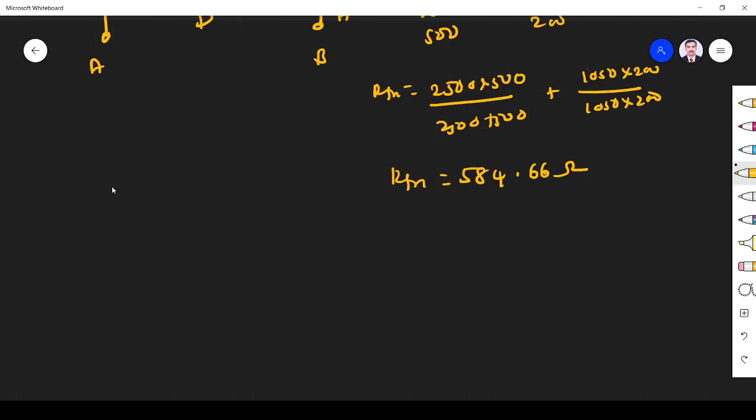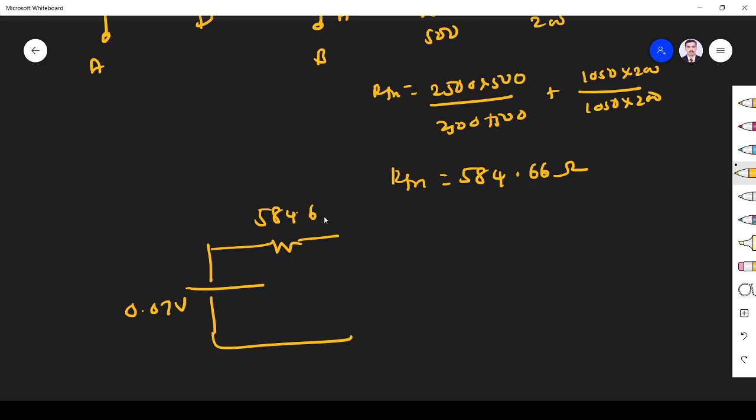Now we got everything. VThevenin we found to be 0.07 volt, and RThevenin is 584.6 ohm across AB. So the big circuit is replaced by a single voltage source and resistor. This is VThevenin, this is RThevenin. This is the biggest advantage of Thevenin's theorem. Fine, so this is a very simple question.